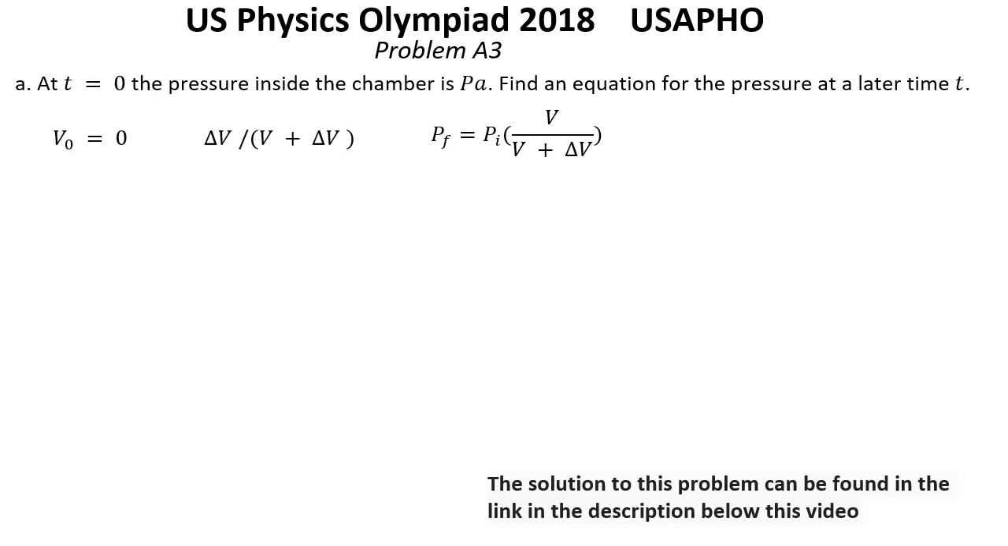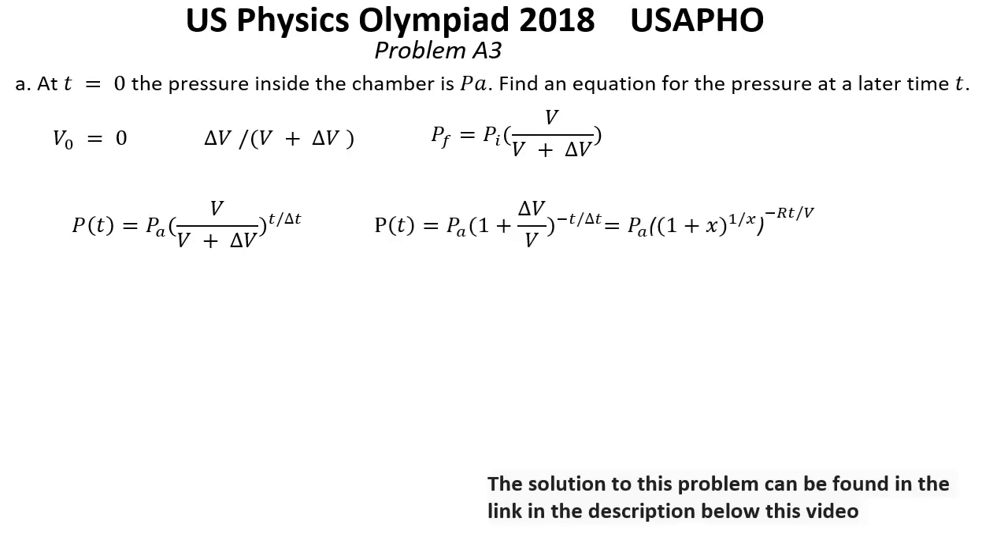And in general, P as a function of t equals Pa multiplied by V over V plus delta V to the power of t over delta t. While this is technically correct, it can be simplified significantly.